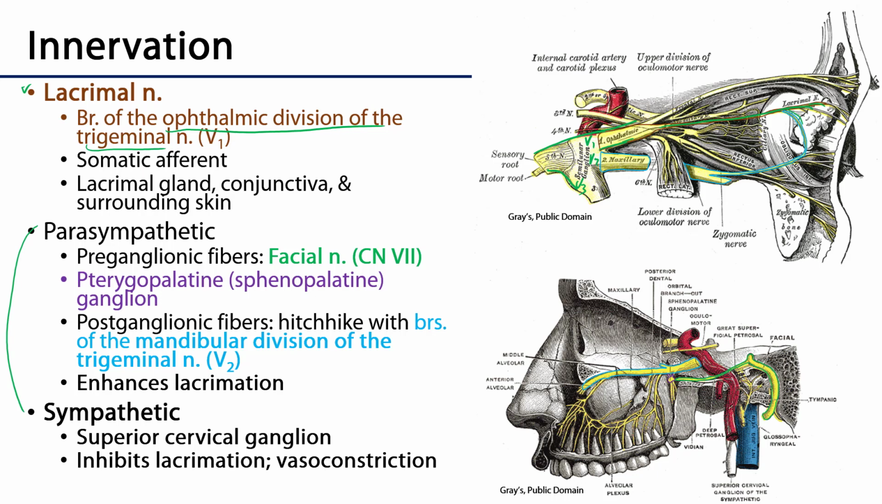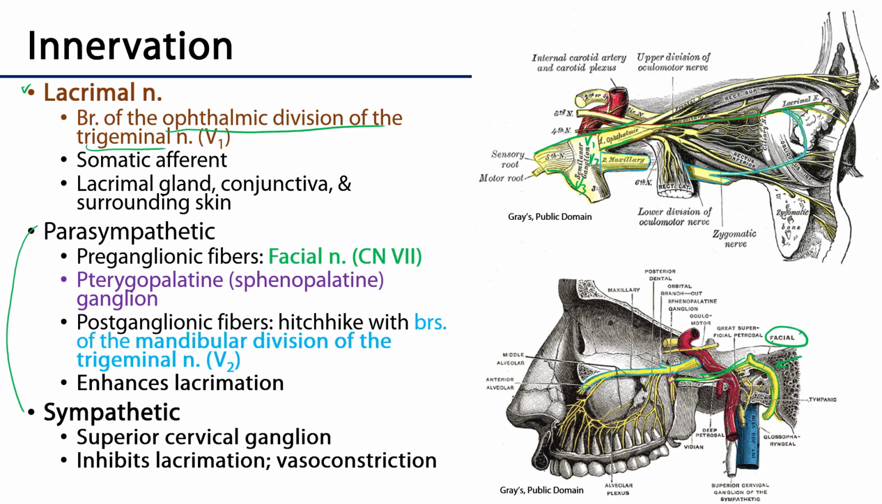Here we're looking at a lateral view of the skull. And right here, going through a rather large osseous canal, is the facial nerve, cranial nerve 7. The facial nerve is what supplies the preganglionic parasympathetic fibers. You can see them heading out here. This is along a nerve called the greater petrosal.